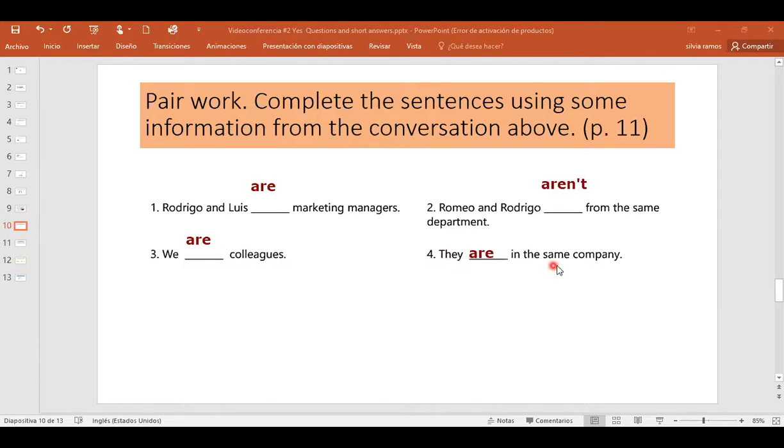They are in the same company. They are in the same company. Very good. Very good. Now we have these examples. Right. Do you have a question about this? ¿Tiene alguna pregunta? Do you have a question?